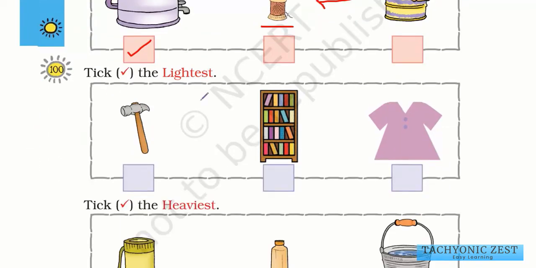Okay, in the next question we have to take the lightest. So this is a shirt, okay, this is a wooden bookstore, and this is a hammer. Now we have to take the lightest object among all these objects. So the lightest object among these three objects is this one, the shirt over here. We all know that. So this one will be the lightest. Now students, can you tell me which one will be the heaviest among all these three? Yes, this big wooden bookstore which is there, it will be the heaviest. So this one will be the heaviest. Okay, so this is the lightest one.